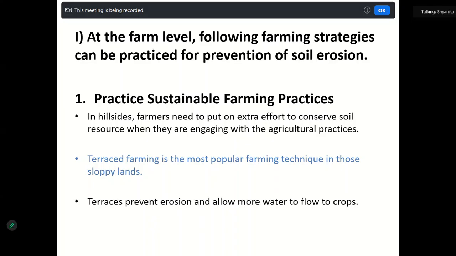And also, for example, think about the tea cultivation in upcountry area. Most of the tea is cultivated in hilly areas, steep slopes, right? So what are the actions they have taken to reduce soil erosion? Please give me your answers into the chat box.